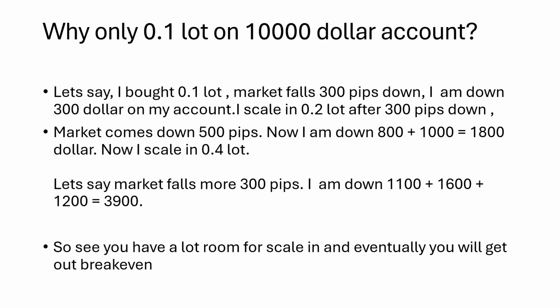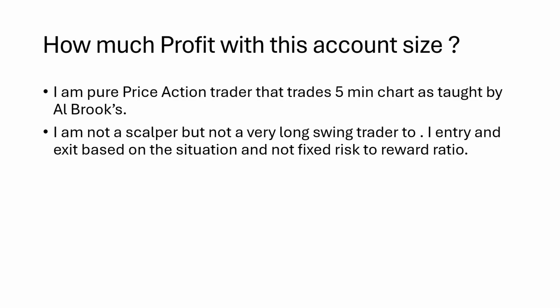Instead of getting out at break even, since the price did not go in my favor and it falls more, I scale in more, 0.4 lot. So I am down $3,900 on my account. See, you have a lot of room for scaling if you like to get out at break even. I don't care about size.